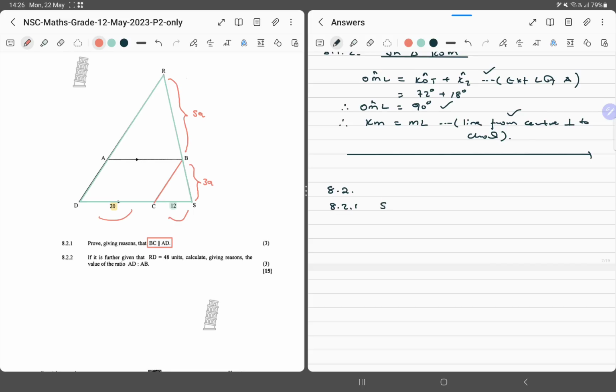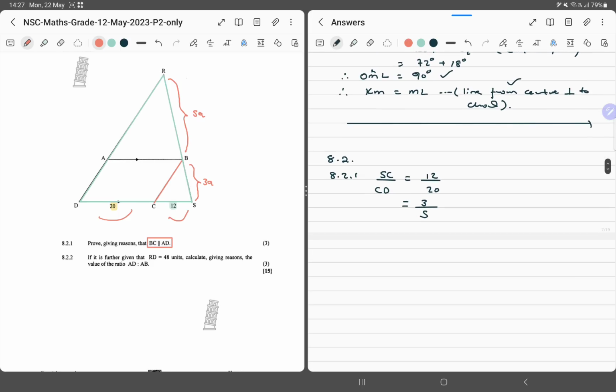So let's just say SC over CD is going to be 12 over 20. Now we know that 2 goes into 12. Now let's not choose 2 but 4. The highest common factor between these two is 4. So 4 goes 3 times into 12, and 5 times into 20. That is how we can simplify this one.